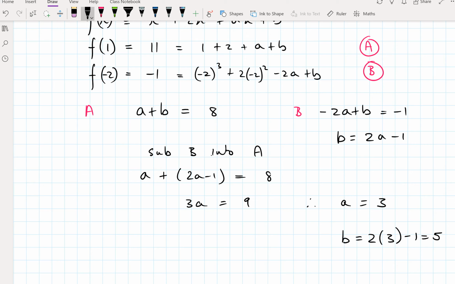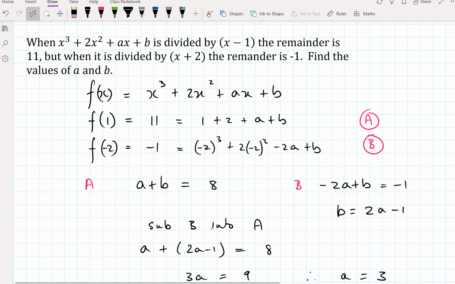So the question asks, what are the values of a and b? Well, I can say a is going to equal 3, and b is going to equal 5. And so here I've applied my remainder theorem to this particular problem.